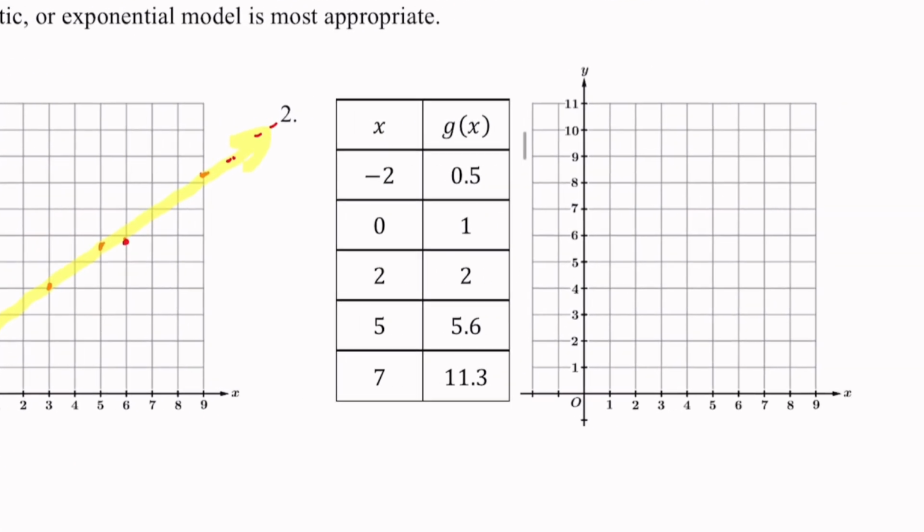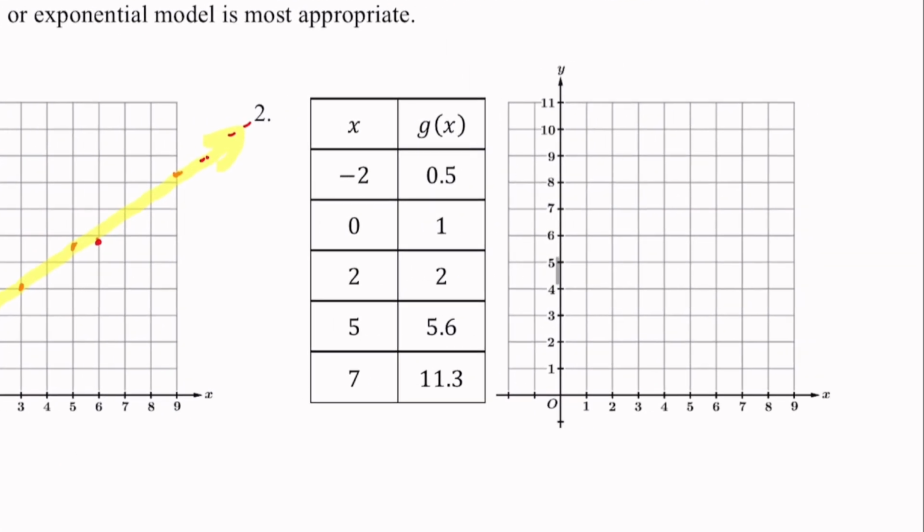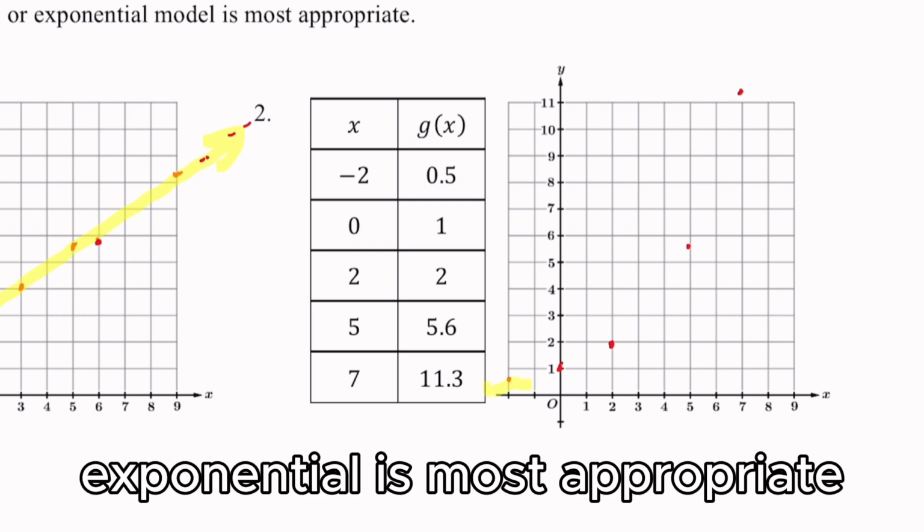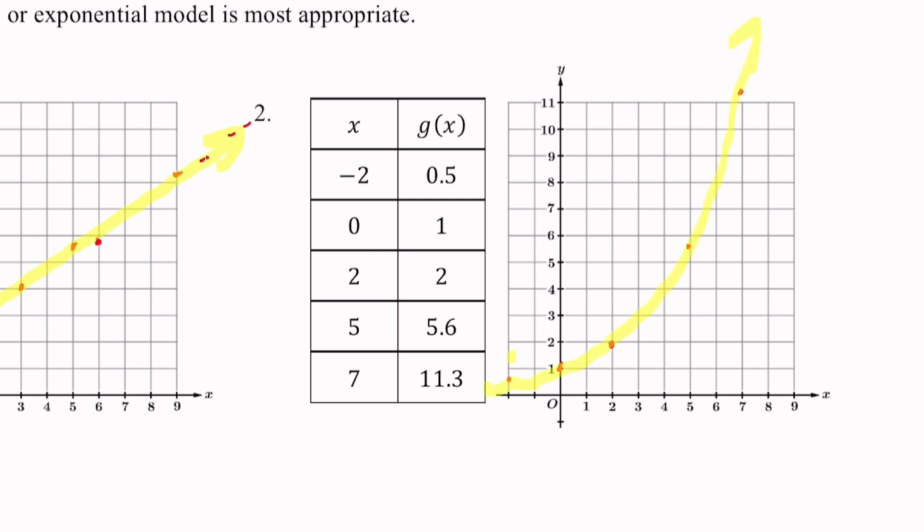So our next one, let's plot these points. So we have -2 here, and 0.5 right there, and then 0 and then 1, so here. Then we have 2, 2, which is right here, then 5, 5.6, which is kind of above halfway, and then we have 7, 11.3, which is above the graph, but we know we can kind of predict where it is. And so we see here, it's not really a line. I mean, it can be, but because we have the option that it's exponential, it looks like it's going to be exponential because it kind of goes like that.